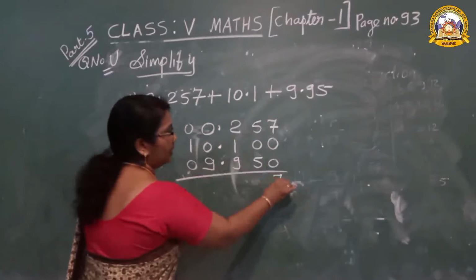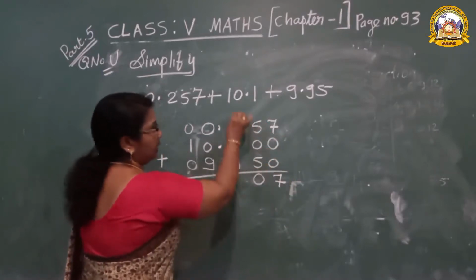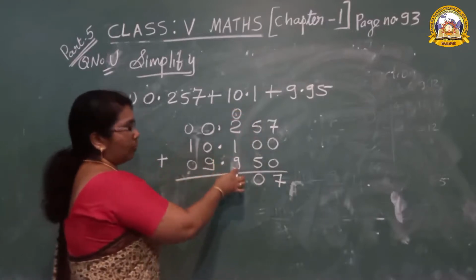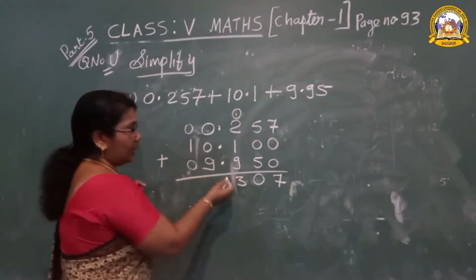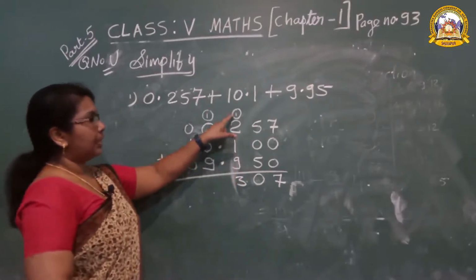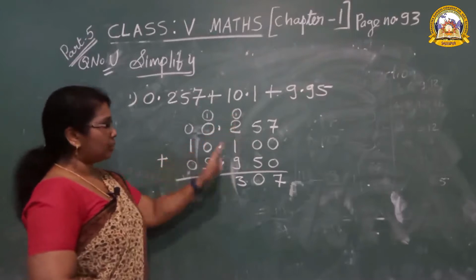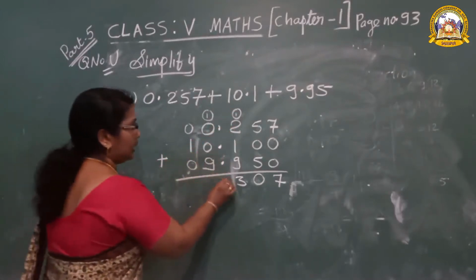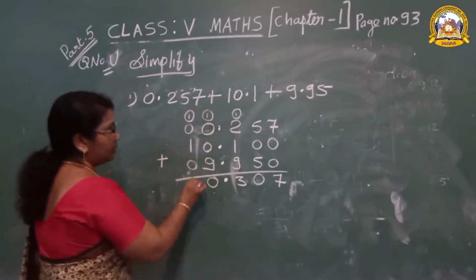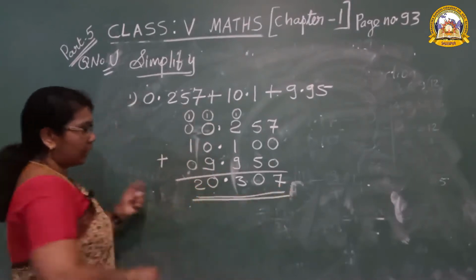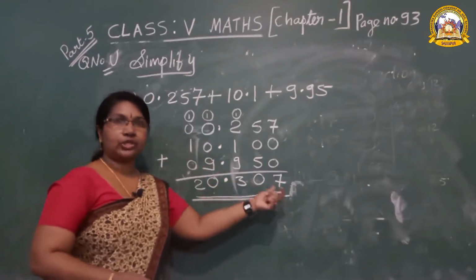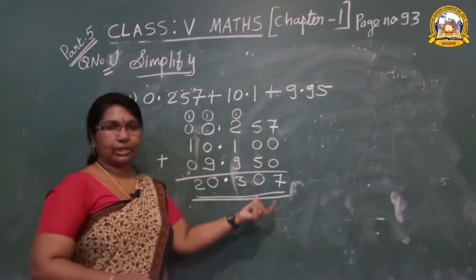Then here 7, 5 plus 5, 10, carry 1. 2 plus 1, 3, 3 plus 1, 4, 4 plus 9, 13. Don't write 13 here, carry 1. 9 plus 1, 10, 10 plus 1, 11, 11 plus 2, 13. Don't write 13. You should write the decimal point here. 9 plus 1, 10. Carry 1. 1 plus 1, 2. So what is the answer we got? 20. How to read? 20.307. Don't read it as three hundred seven.